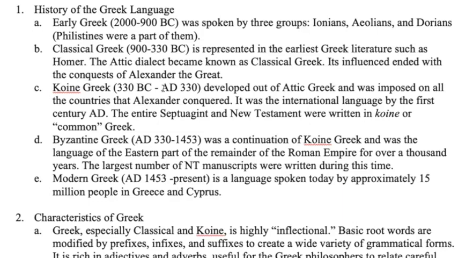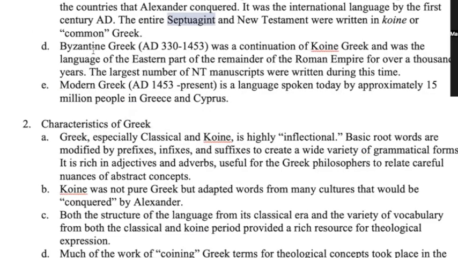And so people like Paul, many of the apostles spoke Greek. They also knew Aramaic. Paul knew Aramaic as well, but he wrote his letters in Greek. So all of the New Testament was written in Koine Greek. And then also the Old Testament translation from Hebrew into Greek, known as the Septuagint, that was written also in Koine Greek. Okay, Byzantine Greek.